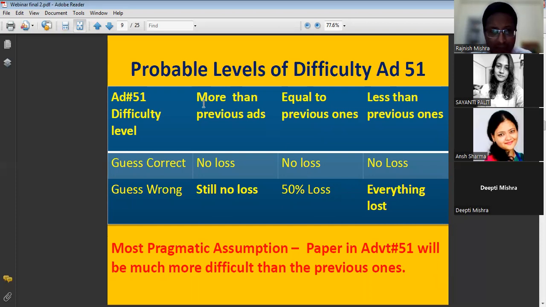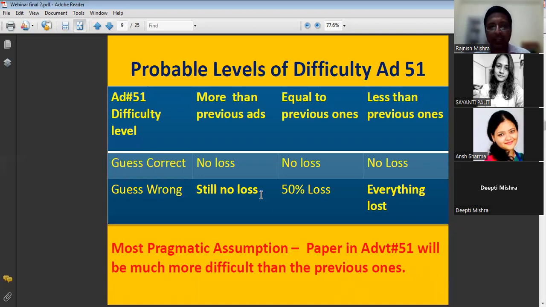But when you guess that advertisement 51 difficulty level is more than previous advertisements, and even if your guess is wrong, if the guess is right, you win. If your guess is wrong also, still because you have prepared for a tougher level, you're not going to lose. So there is no loss.